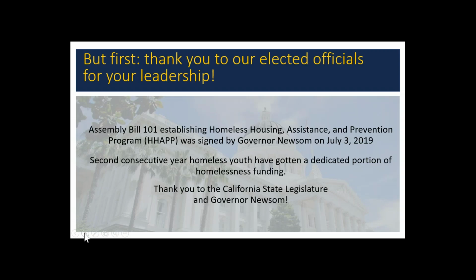But before we go any farther, we don't want to jump into the details before we stop and thank our elected officials for their leadership. Assembly Bill 101 was the bill that established this new funding source, the Homelessness Housing Assistance and Prevention Program. The governor signed it on July 3rd. It was made possible due to a broad coalition of people, certainly our budget chairs, Phil Ting and Holly Mitchell, our Assembly Speaker and Pro Tem, many champions in both the Assembly and the Senate, and many advocates in the community and providers.